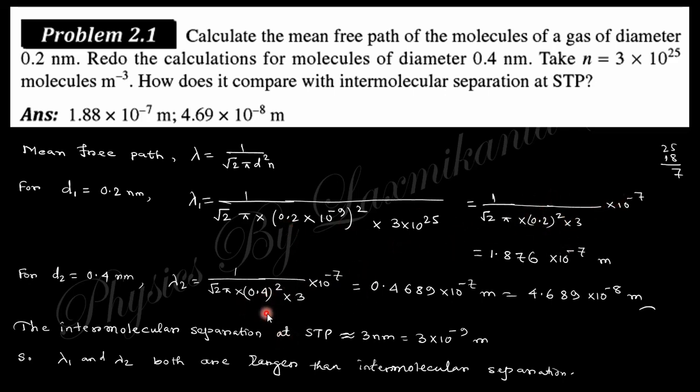I think that is clear. Here we just replaced 0.2 with 0.4, so you will get this answer. Now the intermolecular separation at STP is nearly 3 nanometer, that is 3 into 10 to the minus 9 meter. So you can see this is two times larger, and this is one time larger. This one is 10 times larger, this is 100 times larger. So the mean free path is much larger than the intermolecular separation.